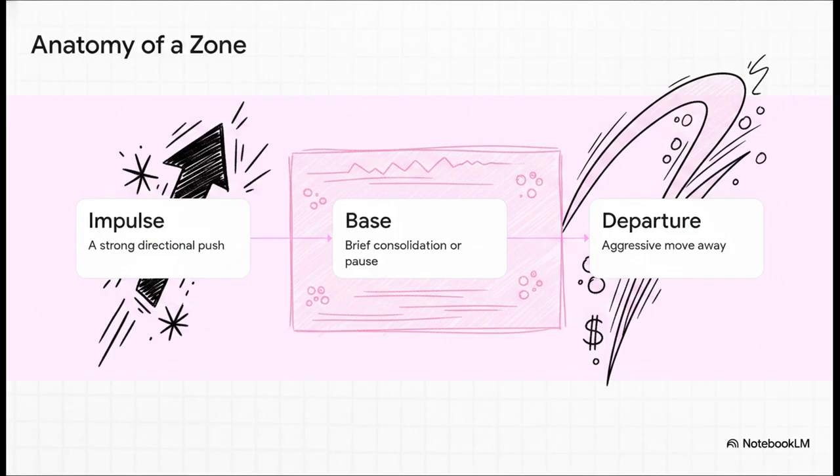First, you get an impulse move, a really strong push. Second, a base, which is a brief pause or consolidation where institutional orders are quietly accumulating. And third, the departure, an explosive, aggressive exit away from that base. That tight little base, that is our zone.